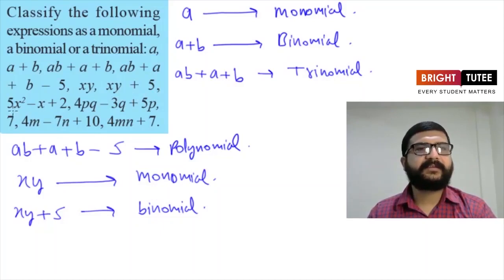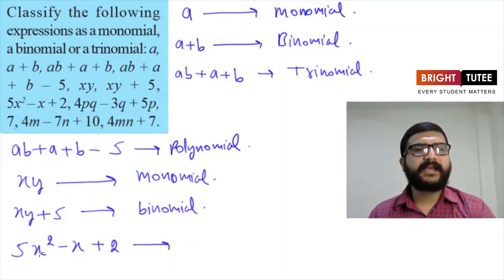And then we are having 5x square minus x plus 2. How many terms are written? There are 3 unlike terms. The first term is 5x square, the second term is minus x, and the third term is 2. So there are 3 unlike terms, so it means it is a trinomial.